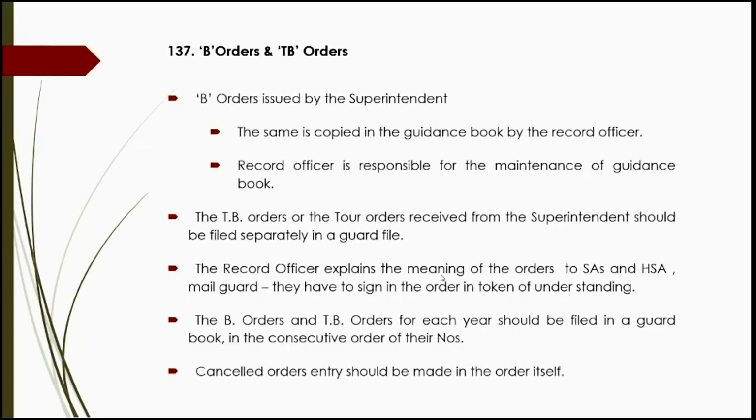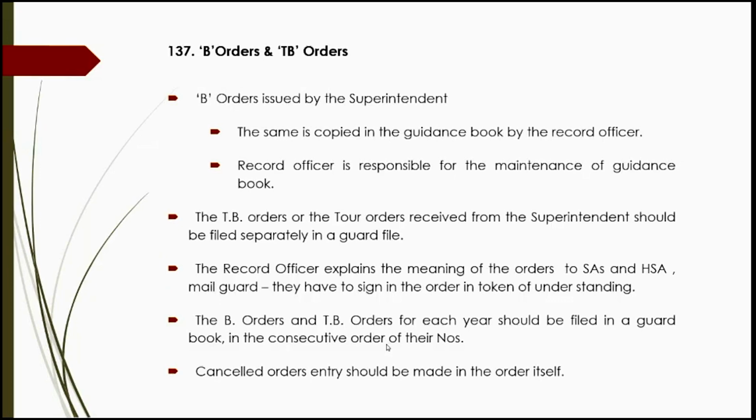The most important topic of volume 7 is B order and TB orders. There is also another order which is A order. Just know that whether it is A order, B order or TB order, whatever order it is, it is always issued by the superintendent only. So what does A order contain? What does B order contain? And what does TB order contain?